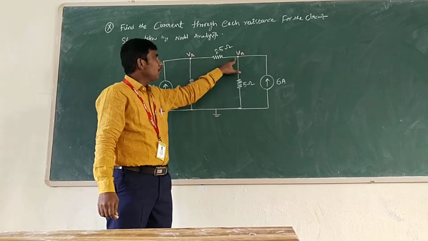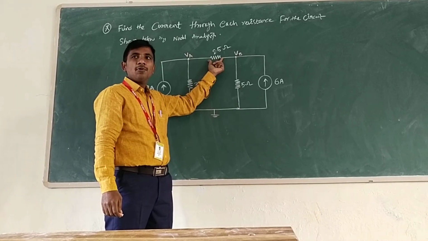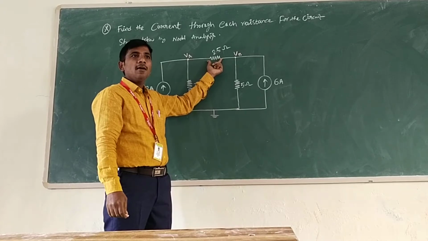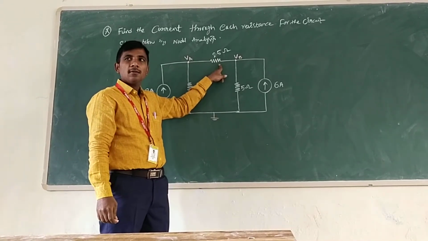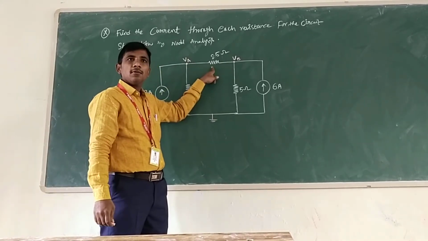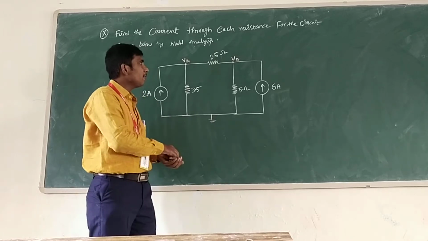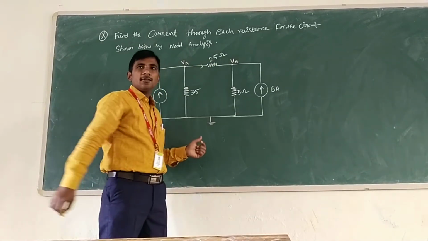But if you calculate the potential at node A and node B, you can calculate the current through the 2.5 ohm resistance, because potential divided by resistance gives the current. If you know the potential between 2 points, then you can calculate it. I equals V by R. For the 2.5 ohms, you can calculate the current flowing.